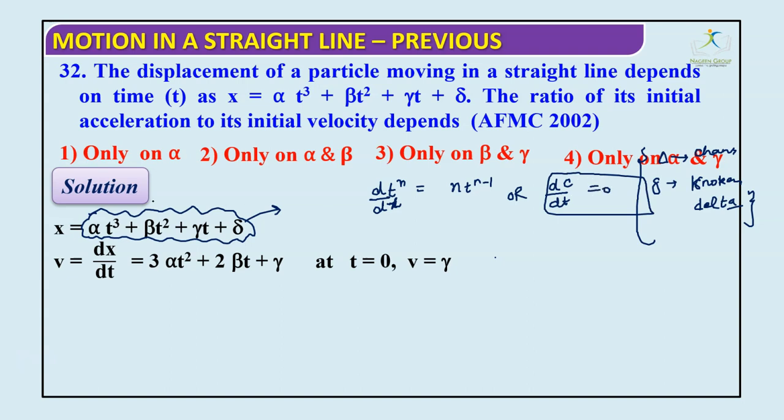So after differentiation, this comes 3 alpha t squared, we just do the power minus 1 of what is given. So 3 alpha t squared, 2 beta t, here gamma only, and because Kronecker delta is a constant, it will be removed. So dx by dt, the first time we did the differentiation, we get the value of v: 3 alpha t square plus 2 beta t plus gamma. Again we need differentiation, because we know the rate of change of velocity with respect to time is acceleration.